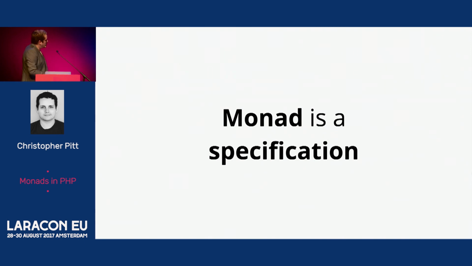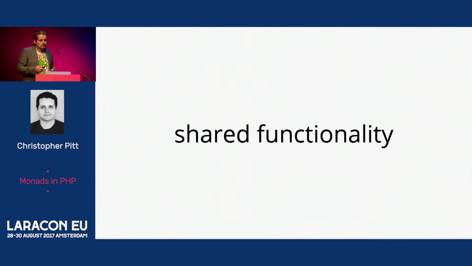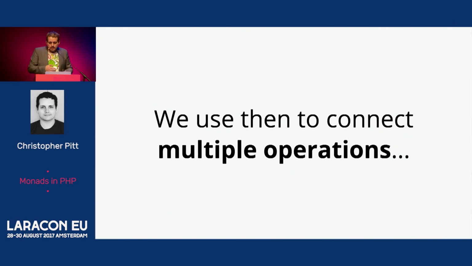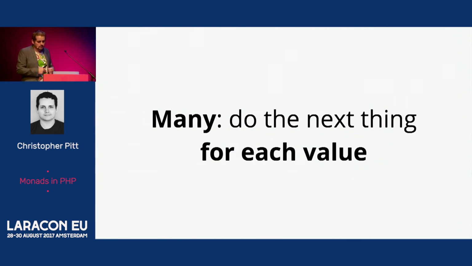And so monad is a kind of specification, just like stack and collection were. It's a common interface, thens and creates and value function. And because of that common interface, we can build shared functionality. We can connect multiple operations from different monads together. To give you a kind of example of this, though it's not too in-depth an example, we're going to look at some code. And it's going to demonstrate to us this concept over and over, that maybe doing the next thing will happen if the value is not null. That for many, doing the next thing will happen for each value.